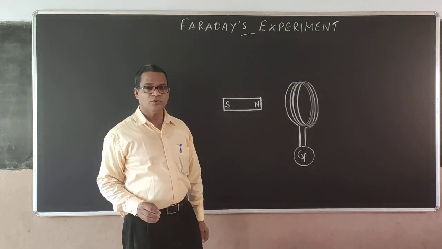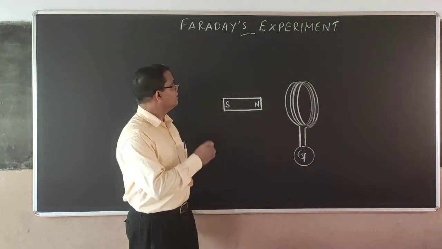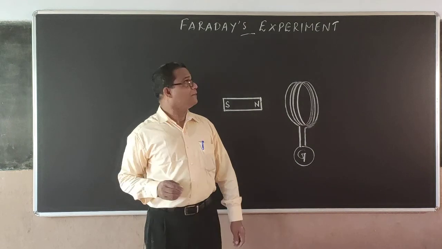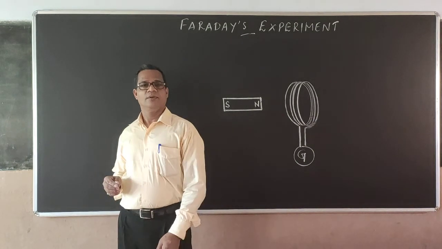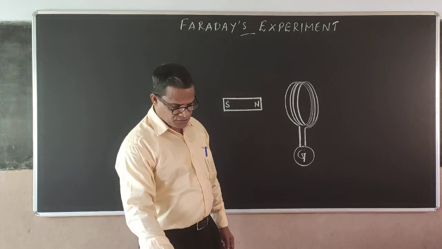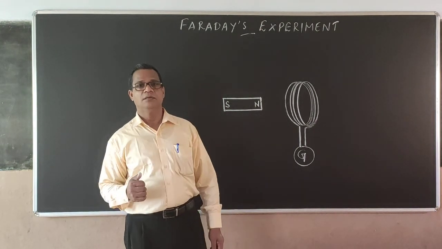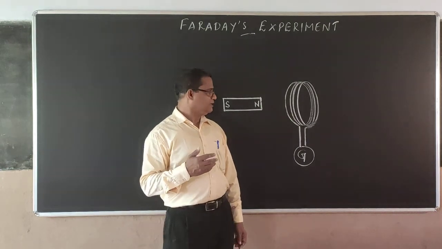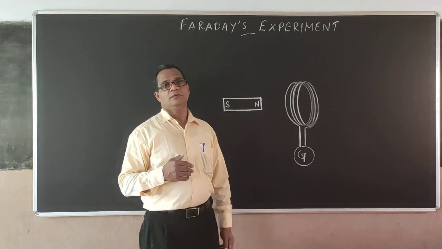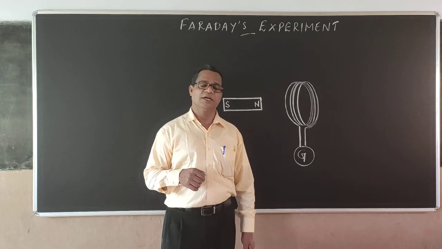In this small video, we analyze Faraday's experiment. Michael Faraday conducted a very simple experiment to prove that a moving magnetic field, or a changing magnetic field, can produce electric current.